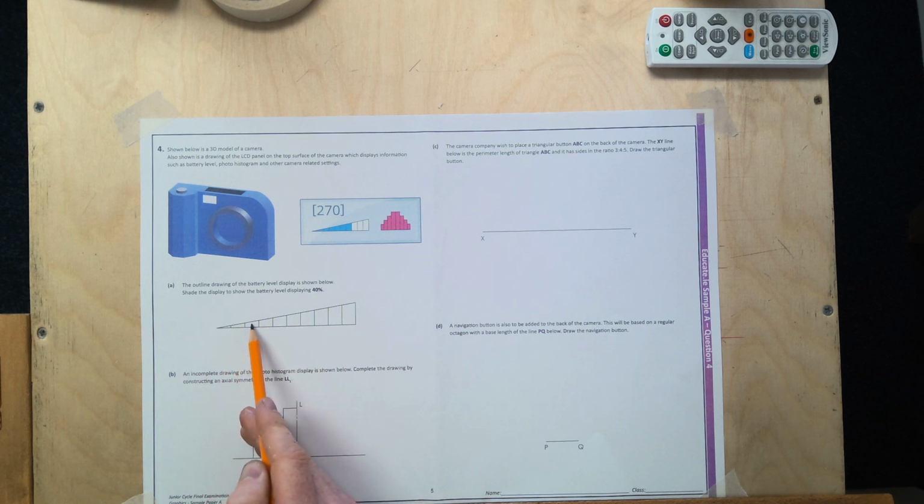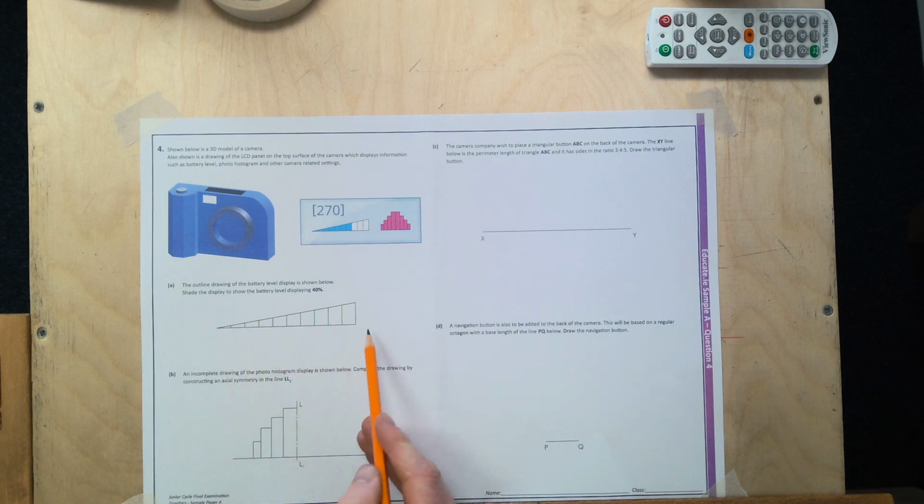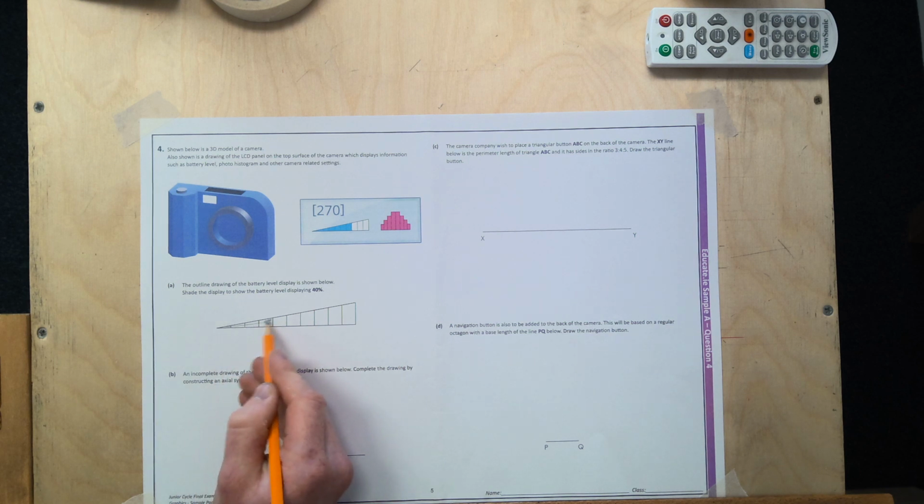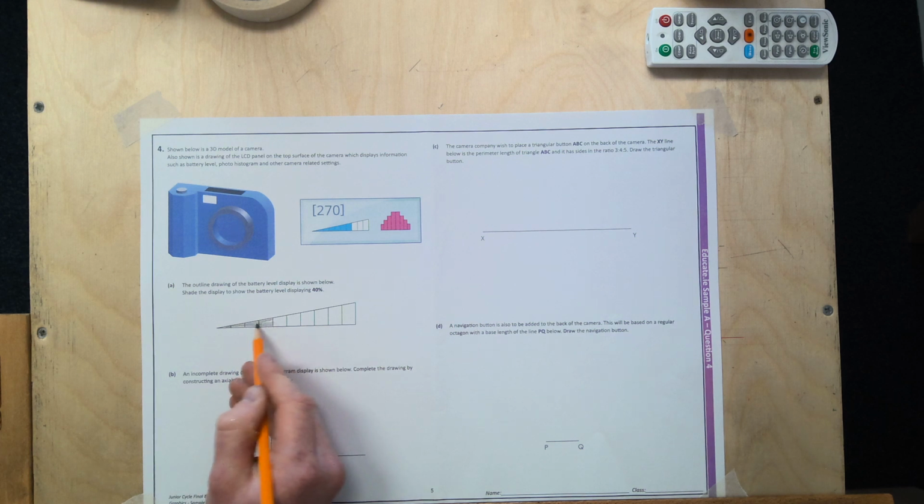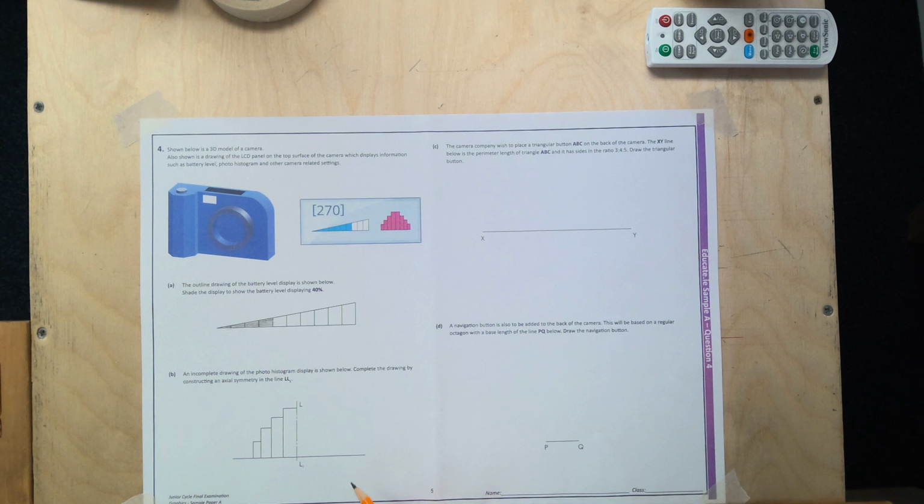So 1, 2, 3, 4, 5, 6, 7, 8, 9, 10. There's 10 compartments, okay? So to get 40%, we're going to have to shade 4 of them. Okay, so that's your first one done.